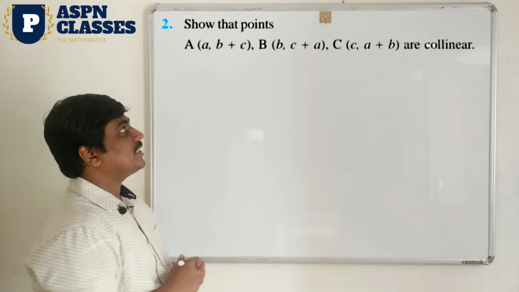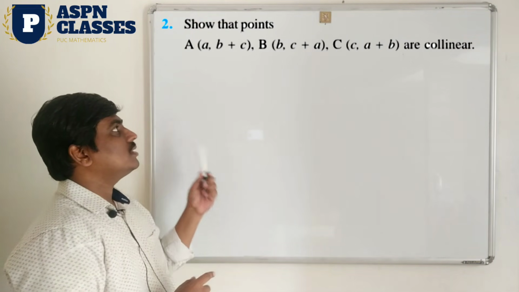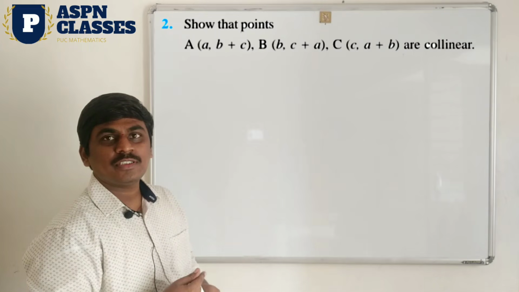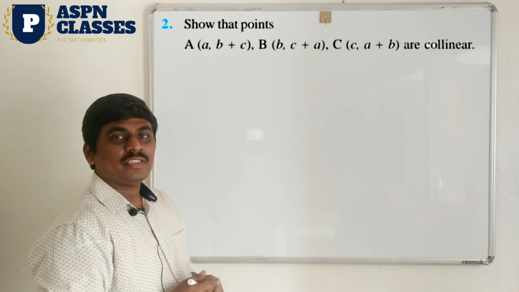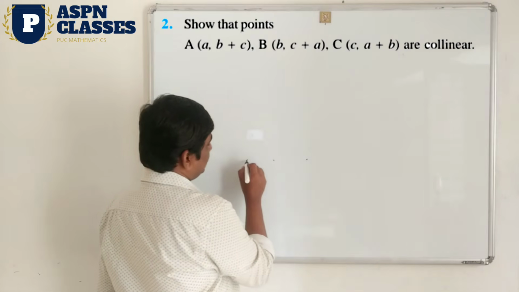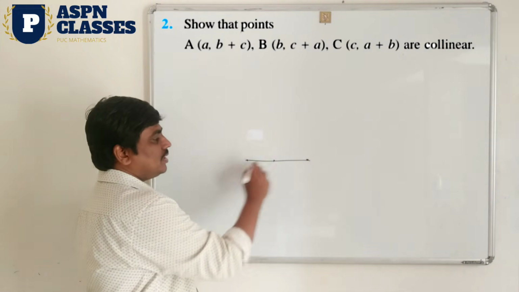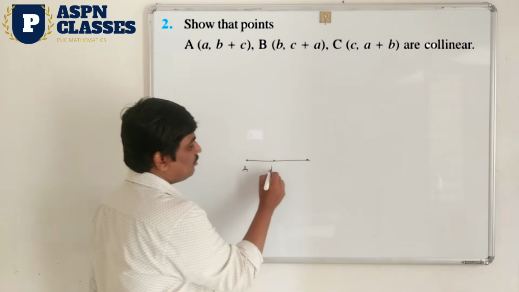Okay students, observe here, next question. Show that the points are collinear. Okay, 3 vertices are given here. These 3 points are collinear. Collinear means all the 3 points lie on one line only. So this is collinear. So these 3 points are on the same line, A, B, C.